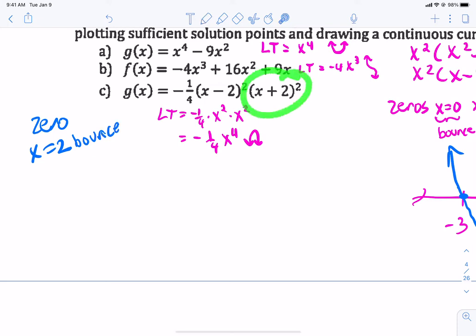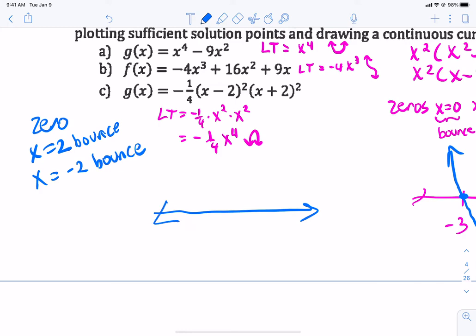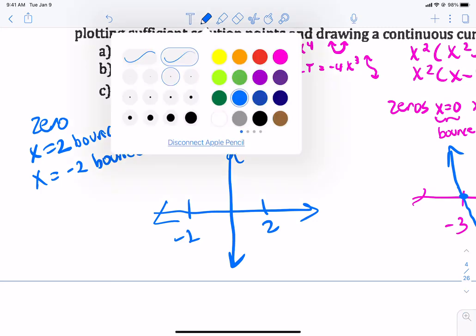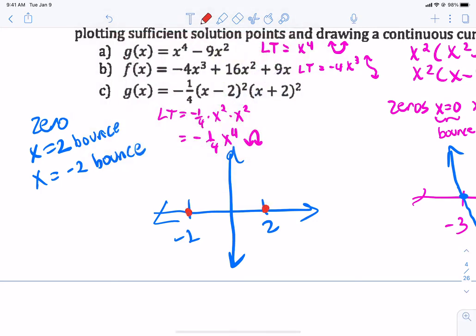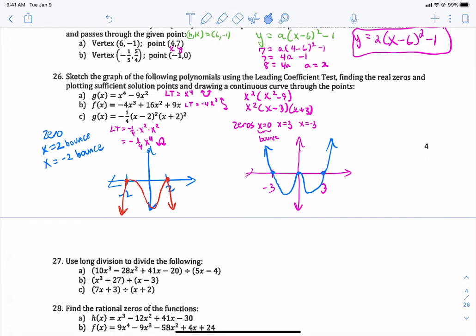And then we have a squared here. There's going to be also a bounce at negative 2. And so if we draw this one, using kind of the same idea, at negative 2 and positive 2, there are going to be zeros. We know that the ends are going to be pointing downward. We know it's going to bounce off of there and bounce off of there. And so it looks something like that. Okay. Any questions about 26?